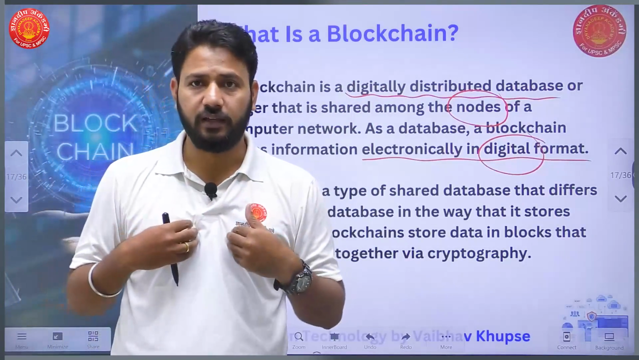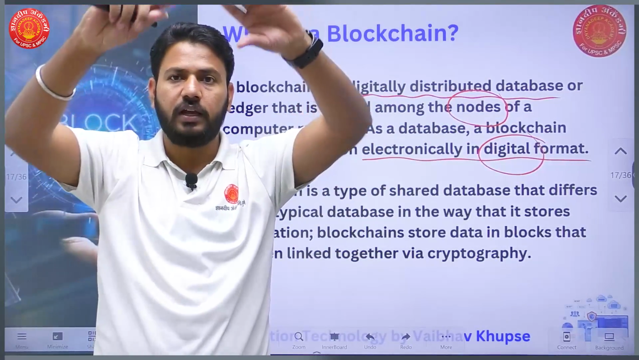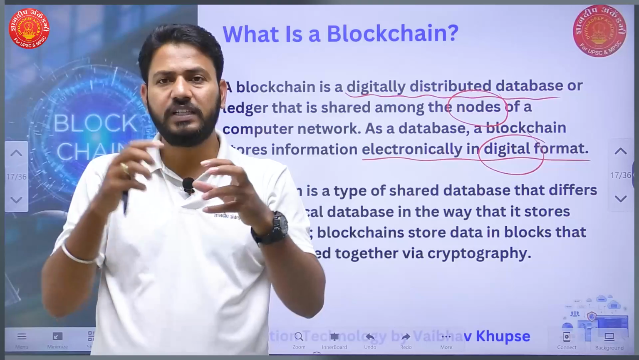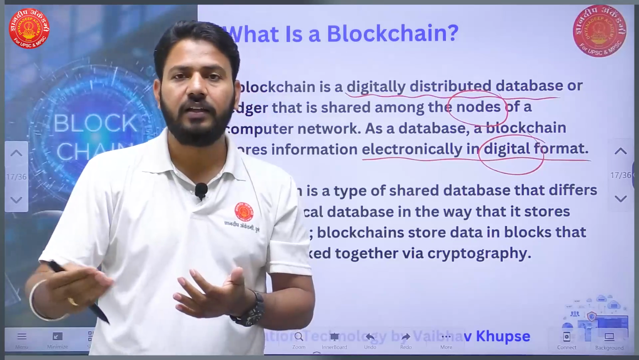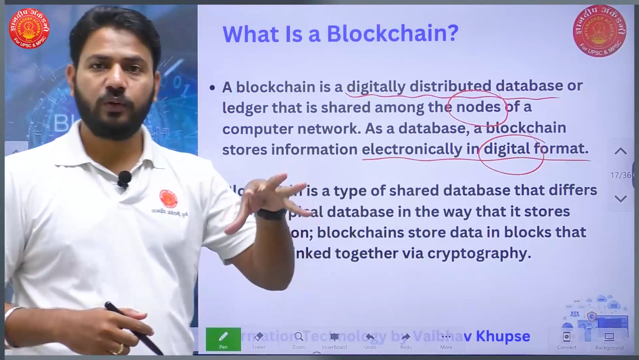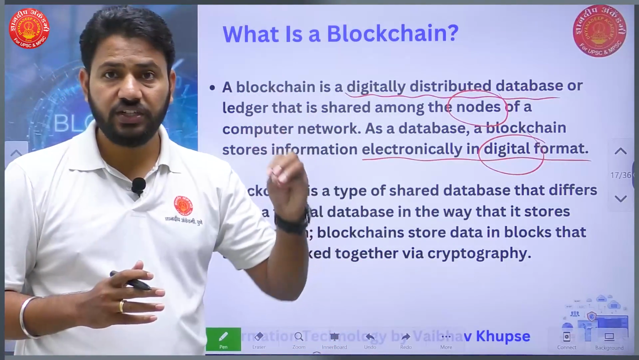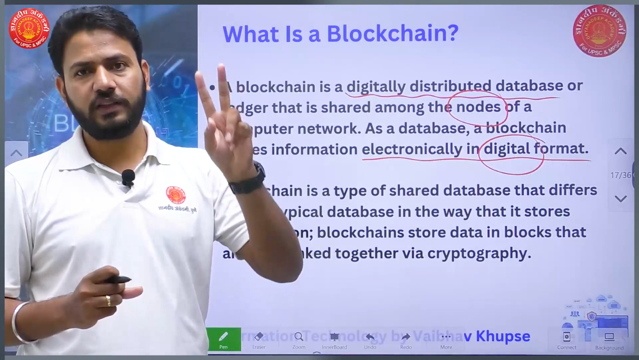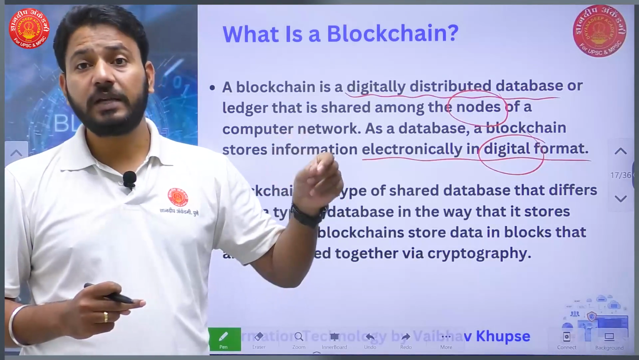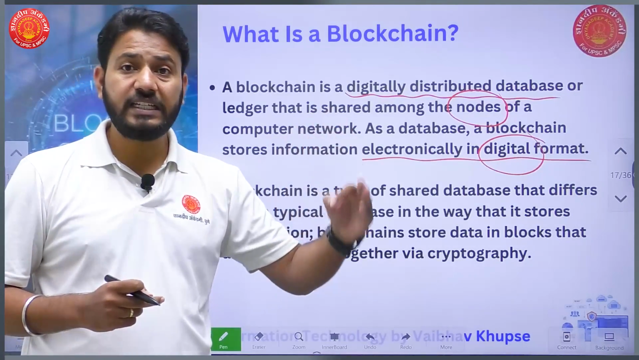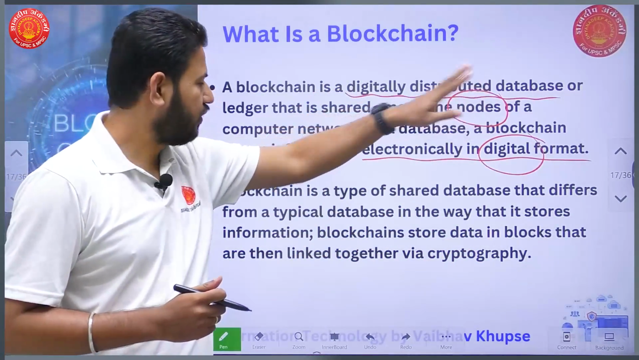Now, blockchain is not about me. Blockchain will have thousands and lakhs of nodes. What is a node? Different kinds of digital devices which are connected to this blockchain, or over which this blockchain is shared, are known as nodes, right? So, what is blockchain? Divide these words and try to understand. Blockchain is a digitally distributed ledger. Now, you know all the three words. What is digital, what is distributed, and what is a ledger? Now, this becomes simple. Blockchain is a digitally distributed ledger that is shared among the nodes of a computer network.